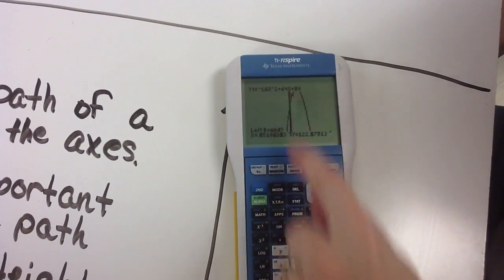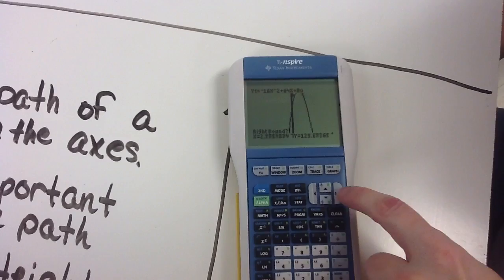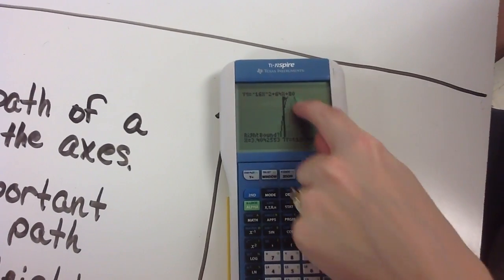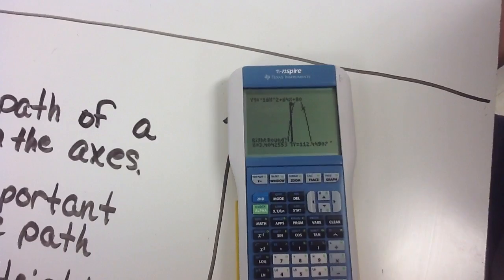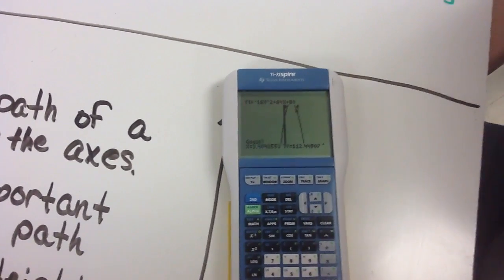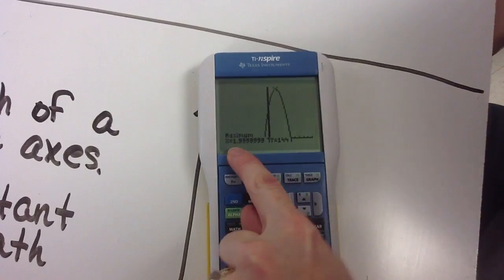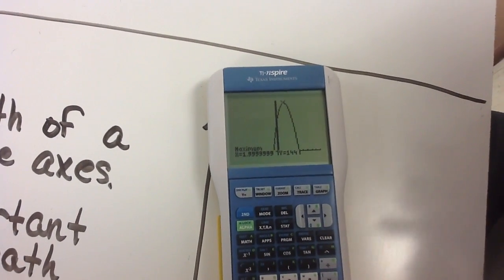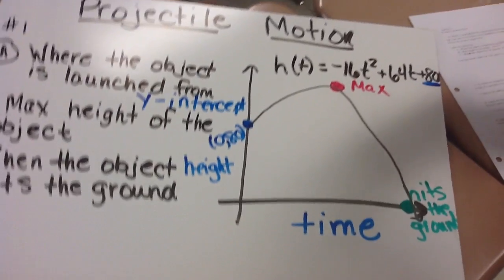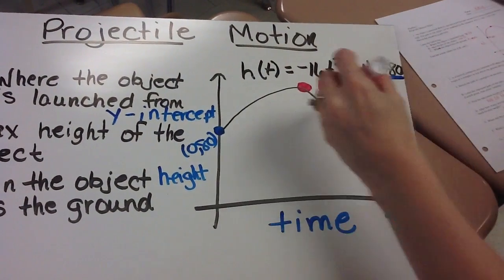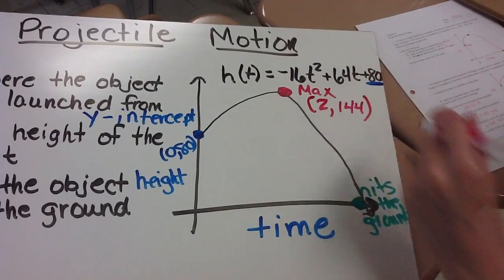I can see it right there. I'm going to hit enter, and then I'm going to move my cursor over to the right somewhere. Remember, you have a big window of opportunity. There's not a specific spot to stop. I hit enter for my right bound, and I always hit enter for guess. So if you look, it's labeling my maximum at, I'm going to round it up, 2 and 144. So my maximum was at 2 and 144.